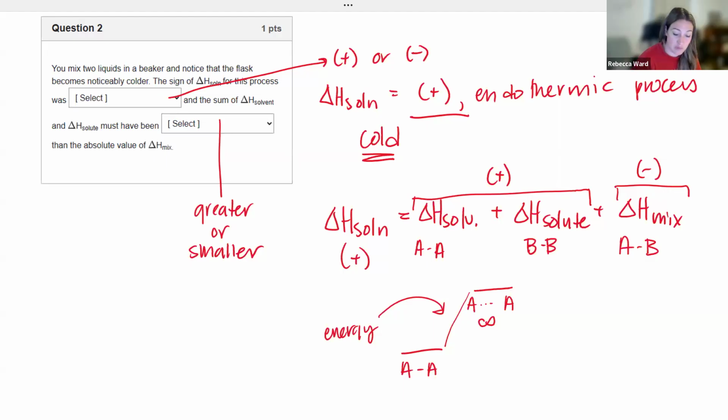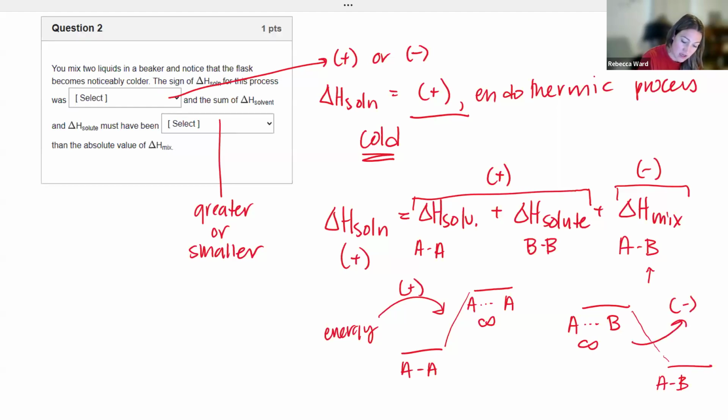So the same thing is true for B, right? We have to put in energy. That's why this is positive, right? But now on this other part, when we mix, this is where the payout is, right? We have A and B infinitely separated, and we're wondering, is the payout of this worth it or not? Okay, so those are infinitely separated, and now we get to make interactions, IMFs, between these two, and that releases energy. So that's our exothermic process.